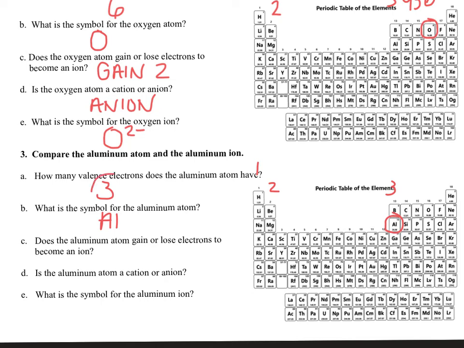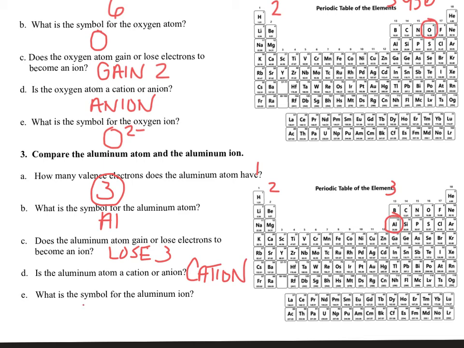Well, if it has 3 valence electrons, it could either lose 3 to go down to 0 or gain 5 to go to 8. Remember, you either want to go to 0 or 8 to be stable. Losing 3 is quicker than gaining 5. So that means aluminum will lose 3. Now, if you lose electrons, that means you're going to have more protons, which means you're going to have a positive charge. So that means aluminum would become a cation.